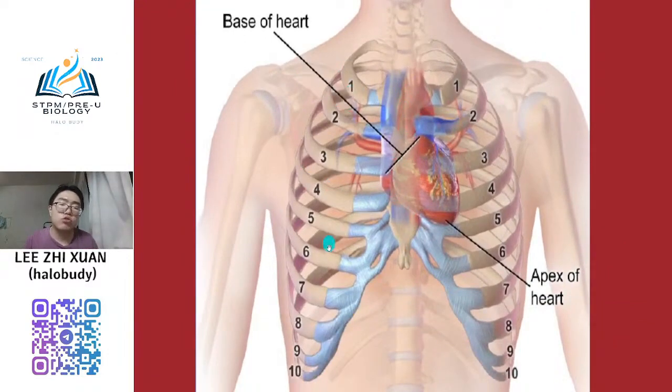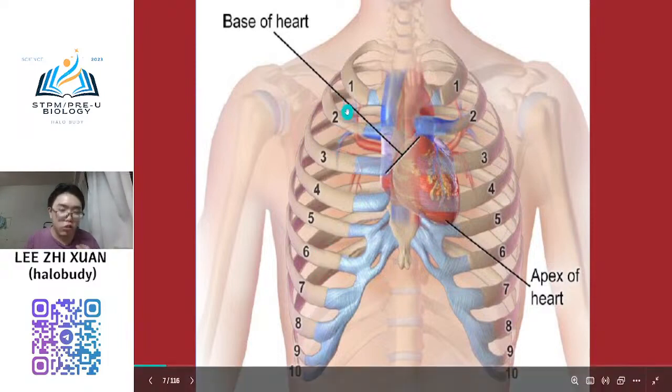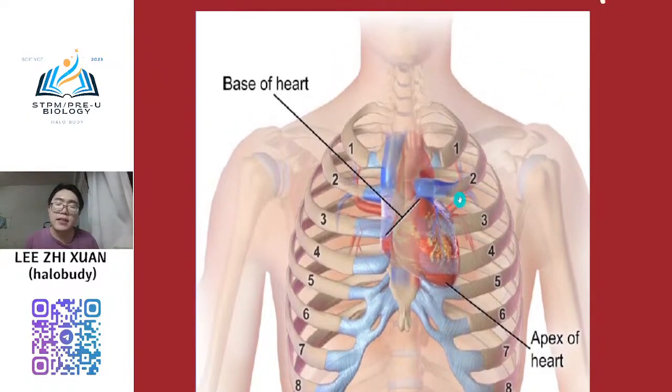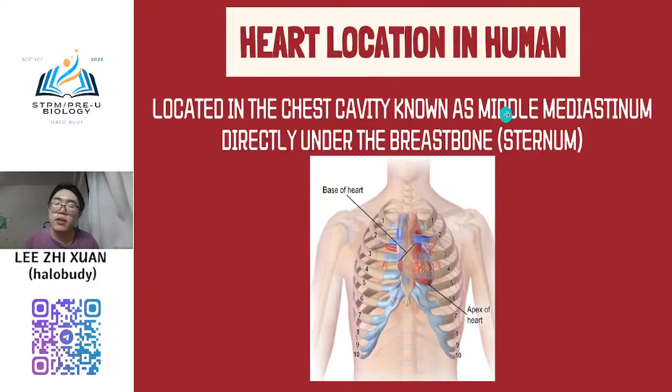If you feel this, one, two, three, four, right here is the bone. And then our heart normally is located behind the sternum. So behind the sternum, there is a cavity known as the chest cavity, and the scientific name is the middle mediastinum. Okay, so this is the location of the heart in humans only.